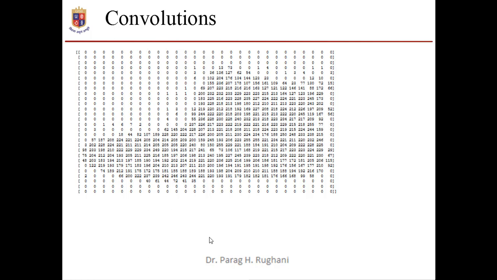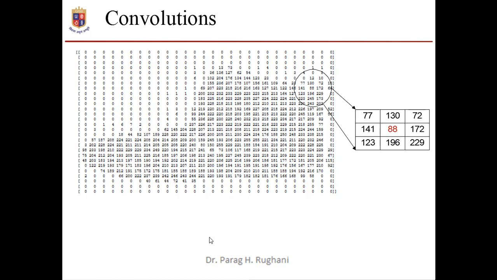Let us concentrate on one particular pixel. The pixel is on the right hand side. It's 88 in the center. You can see it there. I will zoom it for you. If you zoom, you see that the pixel 88 is surrounded by different pixels, and if we consider a 3 by 3 matrix by keeping 88 in the center, then the other values are 77, 130, 72 on the first row, 141 and 172 are the neighboring pixels of 88, and 123, 196 and 229. These three are the third row pixels.